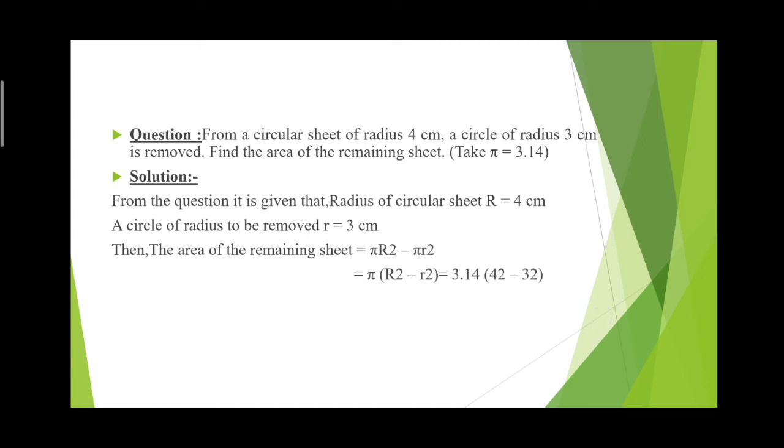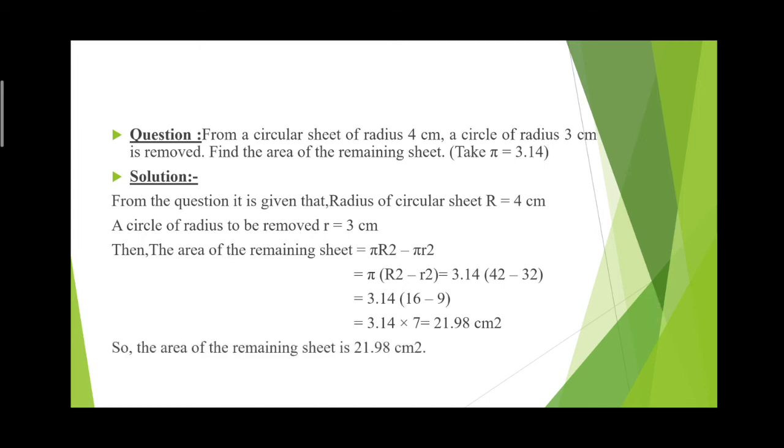Therefore, the area of the remaining sheet is equal to pi into capital R square minus small r square, is equal to 3.14 into 4 square minus 3 square, is equal to 3.14 into 16 minus 9, is equal to 3.14 into 7, is equal to 21.98 centimeter square. So the area of the remaining sheet is 21.98 centimeter square.